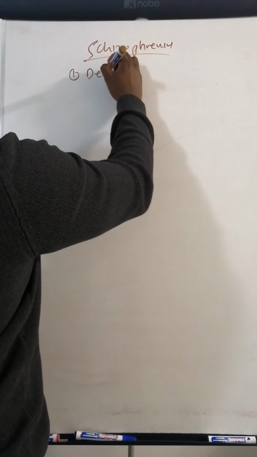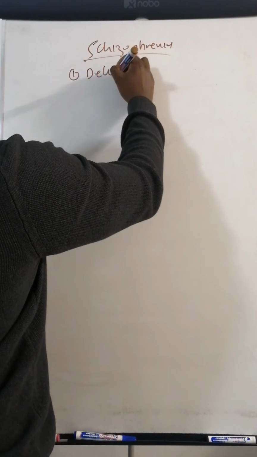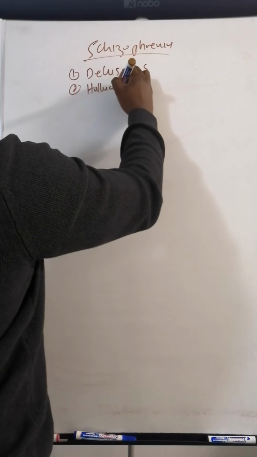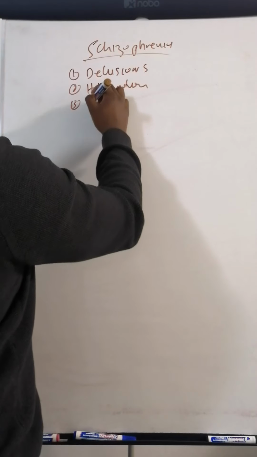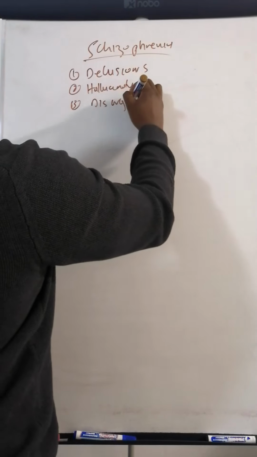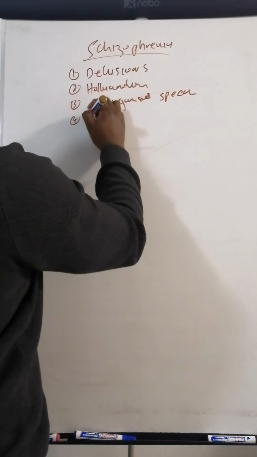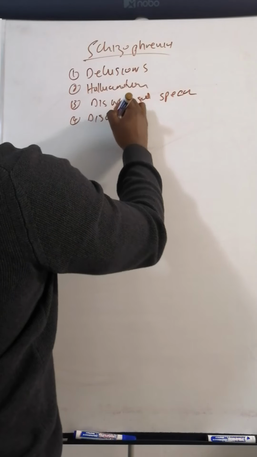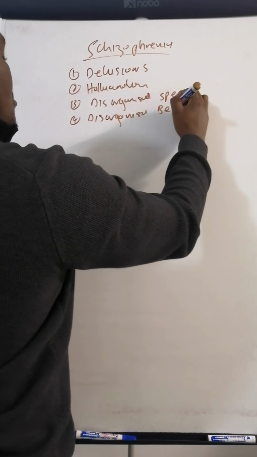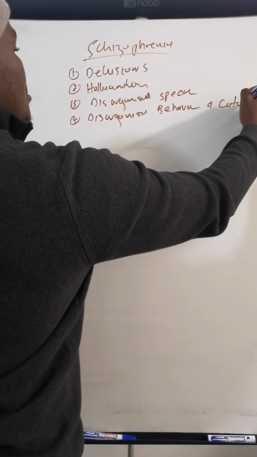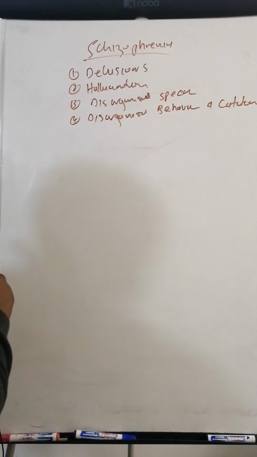We said delusions, we said hallucinations, we said disorganized speech, we said disorganized behavior, including catatonia. So those are the 4 symptom domains, right? Those are the 4 symptom domains.